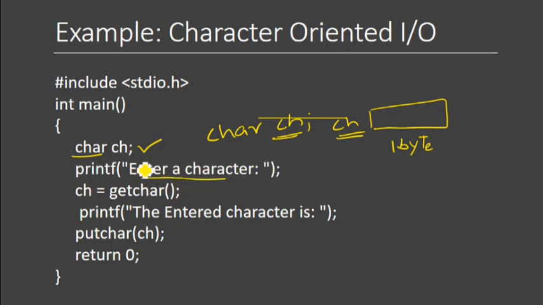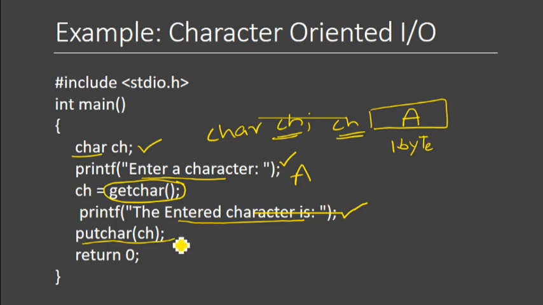Whenever the message is displayed on the screen, the user is going to enter a character. For example, I'm entering a. This a will be read by the getchar function, which is used to read a single character from the keyboard. Hence a is going to be stored in the character variable. Then printf "The entered character is" is a message which will be displayed as it is onto the screen.